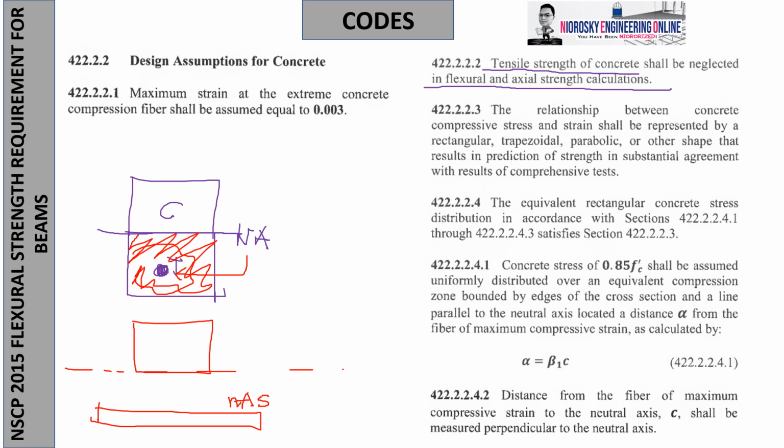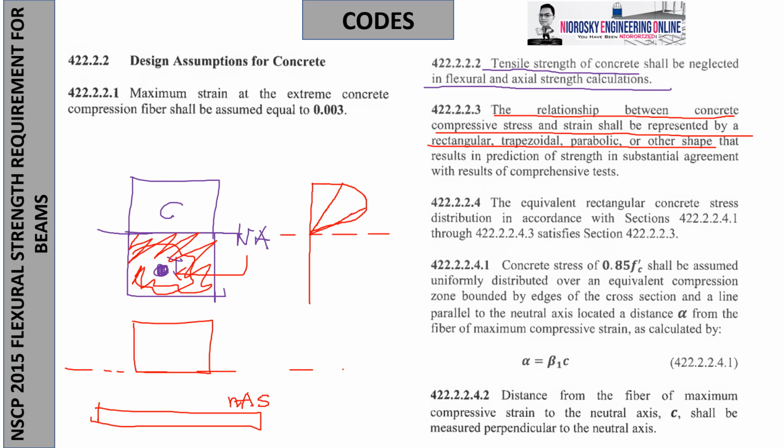Under 422.2.3, it says that the relationship between concrete compressive stress and strain shall be represented by rectangular, trapezoidal, parabolic, and other shapes. This is because the stress, when at ultimate strength, is no longer linear. Usually it has a portion that is parabolic, a portion that is linear, and a portion that is elliptical, so it is divided into three regions.